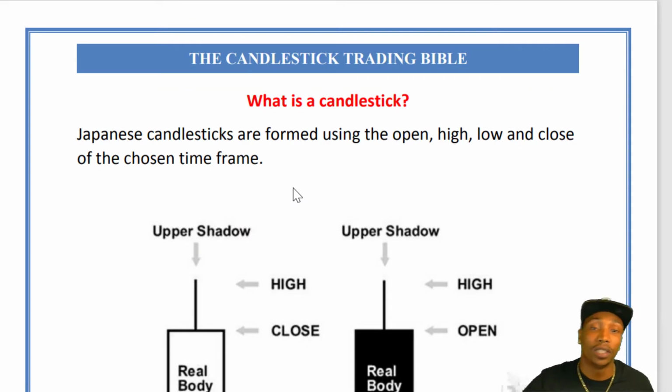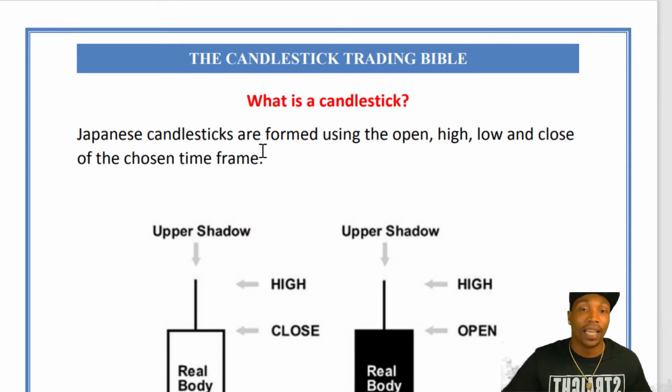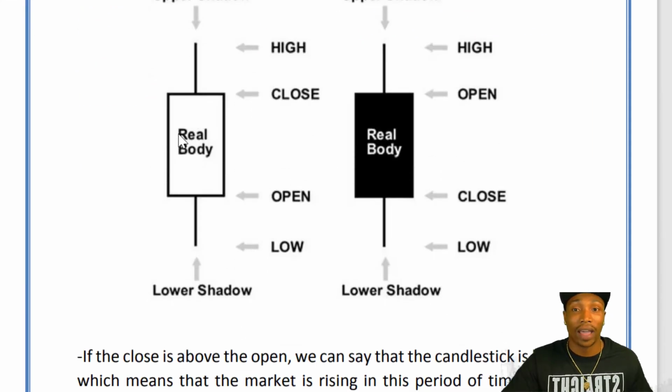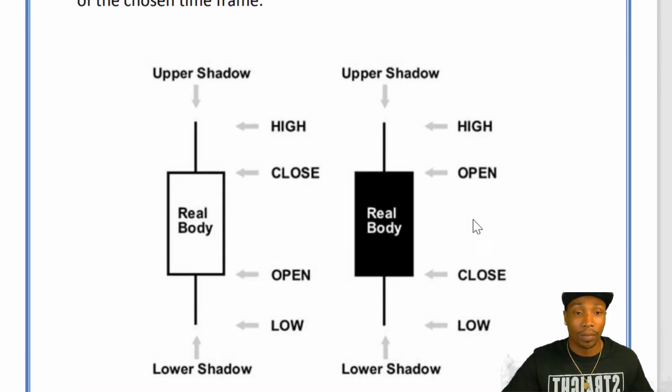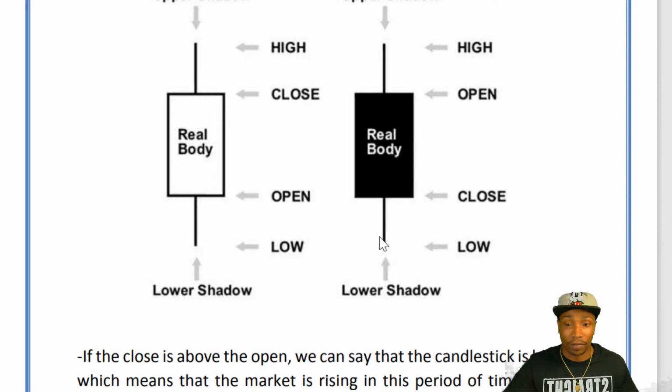Okay, so the first topic that we're going to talk about is, what is a candlestick? The Japanese candlestick is formed using the open, high, low, and close of the chosen time frame. You have the upper shadow, the high, the close, the real body of the candle, the open, where the candlestick begins to open at, wherever it opens in the time frame in the market, the low, and the lower shadow, and vice versa if this was a bearish candle. And we'll explain that further in a minute.